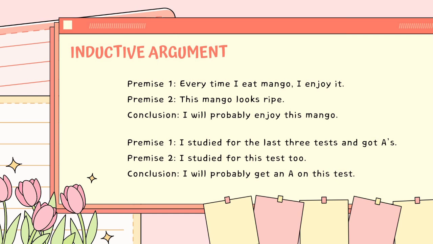For example, premise 1, every time I eat mango, I enjoy it. Premise 2, this mango looks ripe. Conclusion, I will probably enjoy this mango. Premise 1, it is specific. While premise 2 naman, they are implying general. Conclusion, I will probably enjoy this mango.